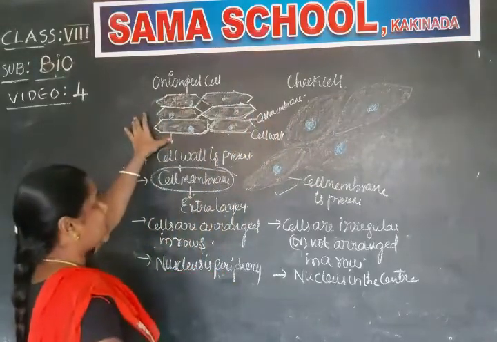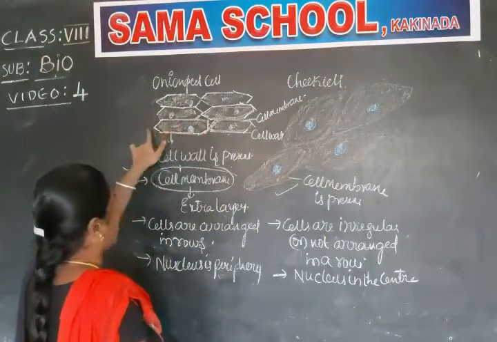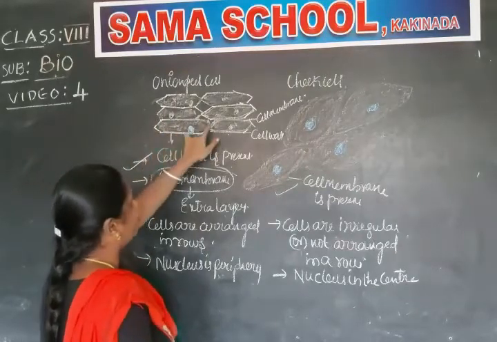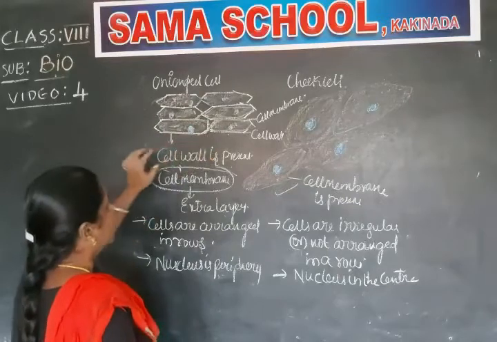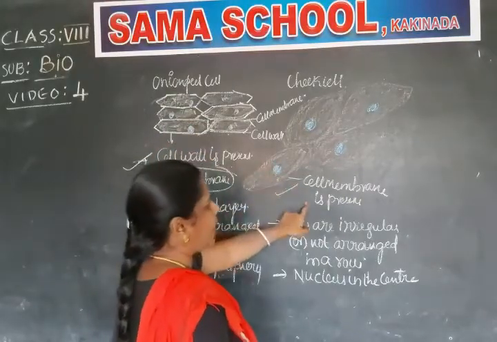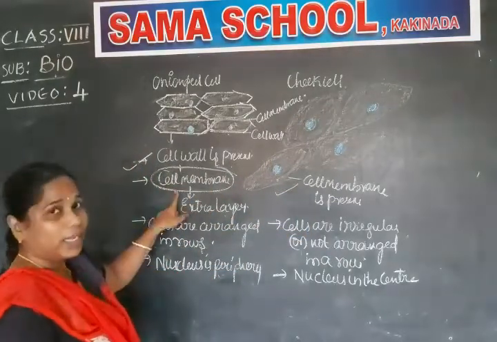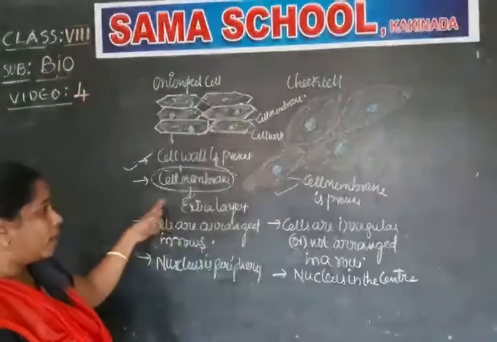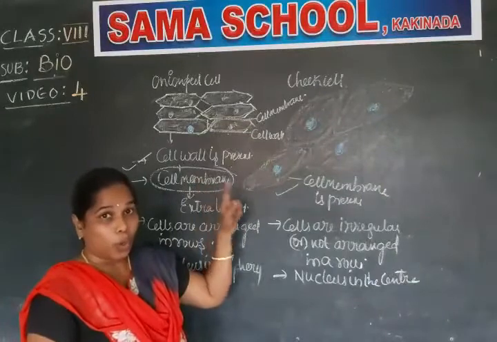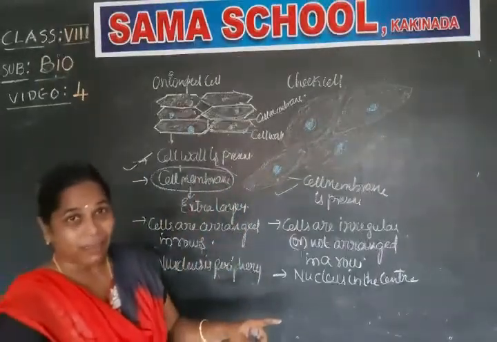In the onion peel cells, you can see cell wall. That is why it has a particular shape, and the boundaries of the cell are clearly observed. So the cell wall is present. Here cell wall is absent. The cell membrane is present here also, but in the plant cell the cell membrane is covered with an extra layer called cell wall. Cell wall is made up of cellulose. It gives the shape and strength to the cell in plant cells.